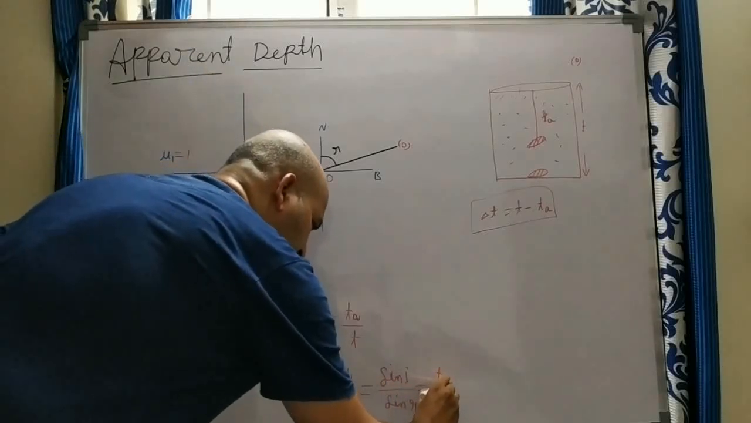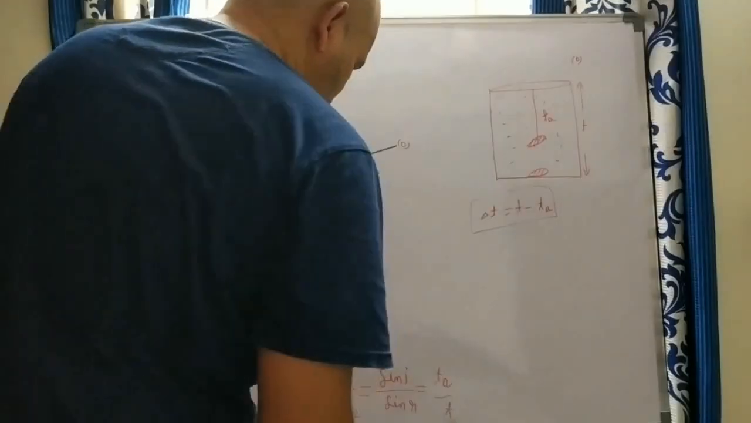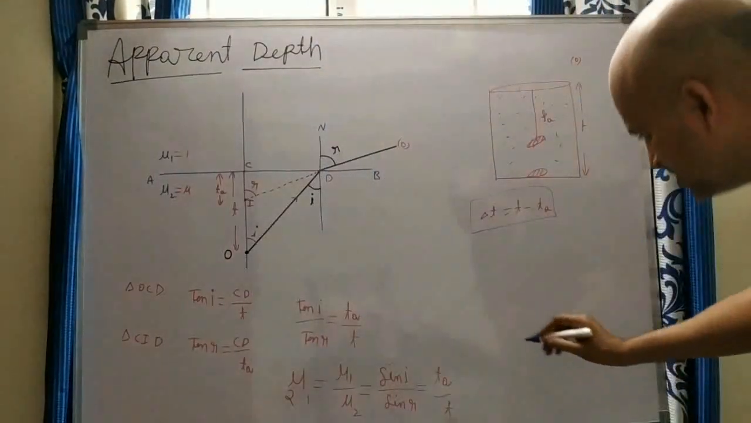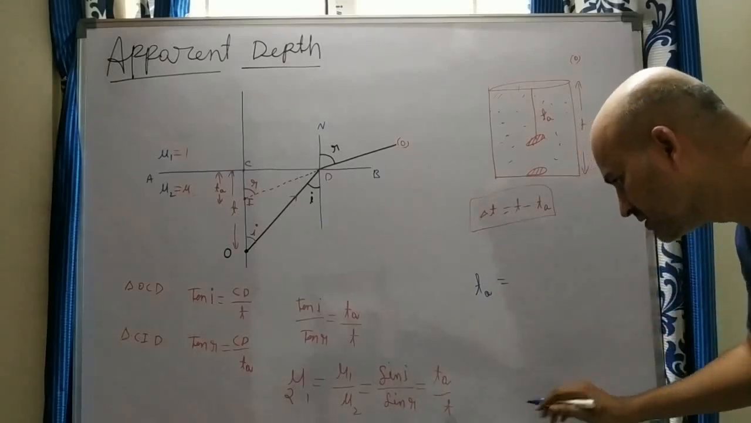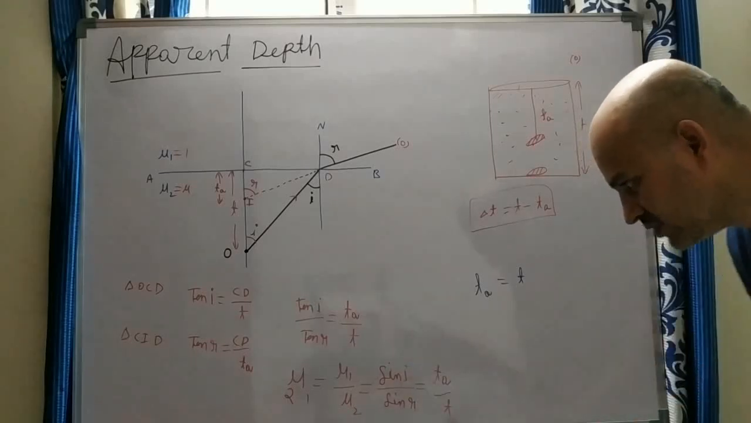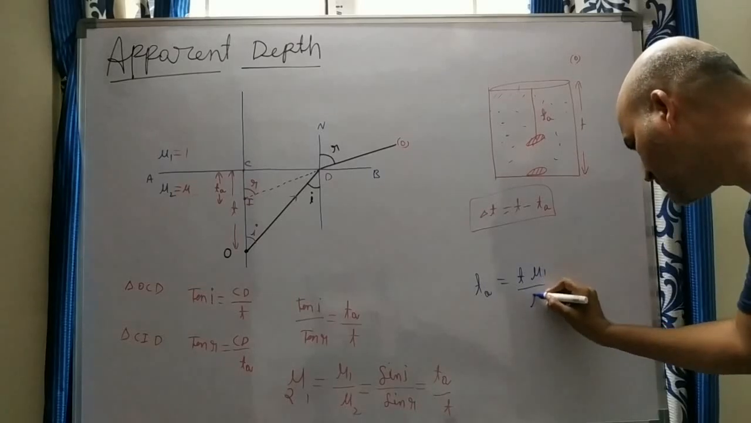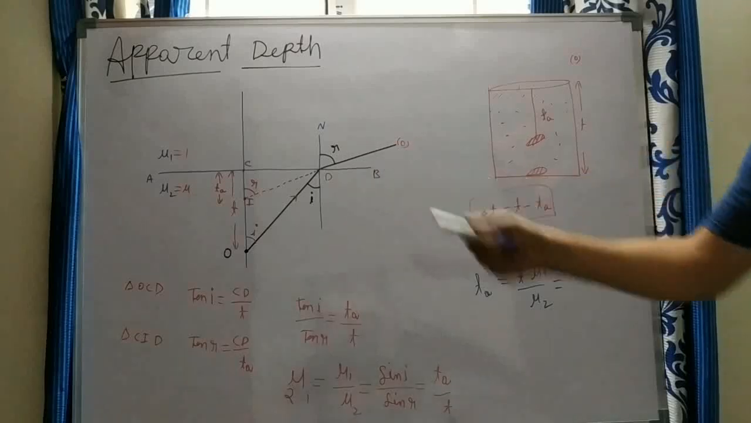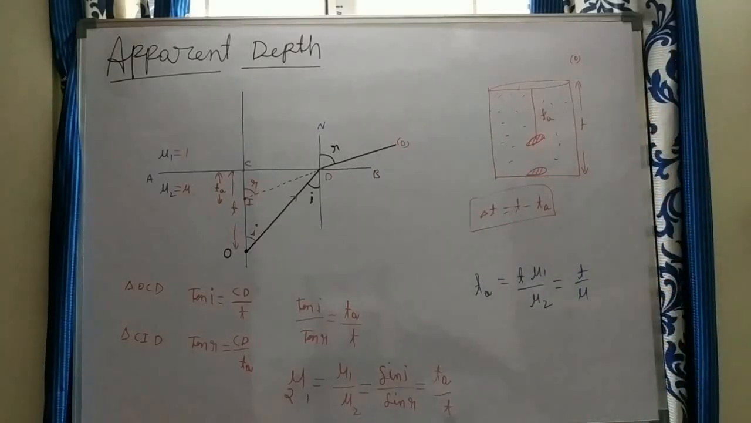T we can write. From this equation, you can say T apparent is equal to T into mu1 by mu2. So for example, here you can take mu1 as 1 and mu2 as mu, so you can write T by mu.